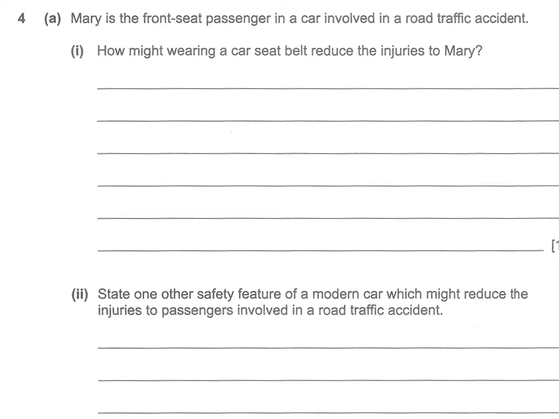For Part A, Mary is the front seat passenger in a car involved in a road traffic accident. How might wearing a car seat belt reduce the injuries to Mary? So it says she's in the front seat, so she's in danger of hitting the dashboard and the windscreen. It does say she's the passenger, so she's not in danger of hitting the steering wheel. But anything that will keep her from hitting those hard objects will reduce her injuries dramatically.